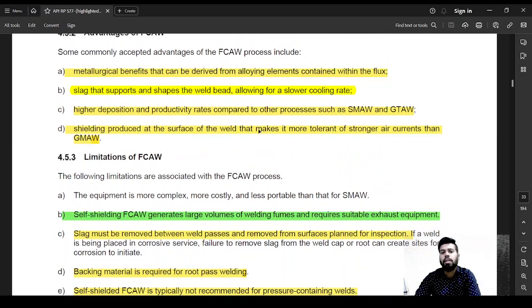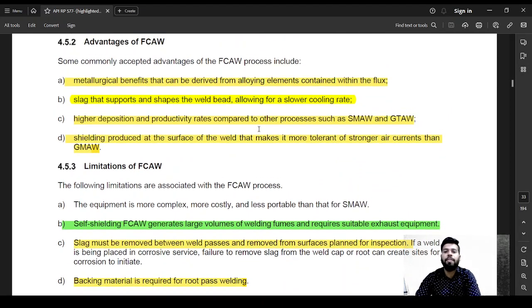Advantages: the metallurgical benefits that can be derived from allowing elements contained within the flux. The slag that supports and shapes the weld bead allows for a slower cooling rate, and higher deposition and productivity rate compared to SMAW and GTAW. Shielding produced at the surface of the weldment makes it more tolerant to stronger air currents than GMAW.